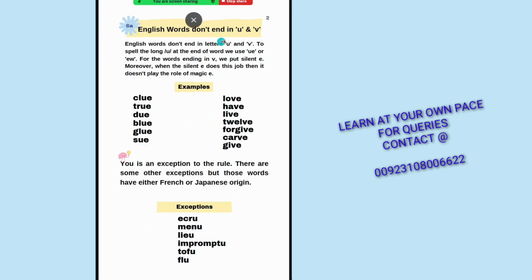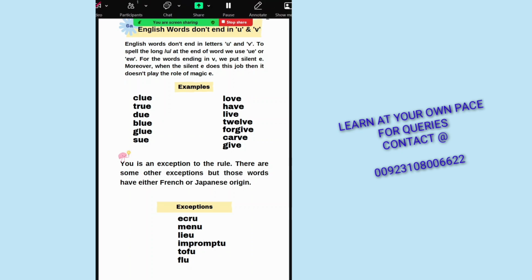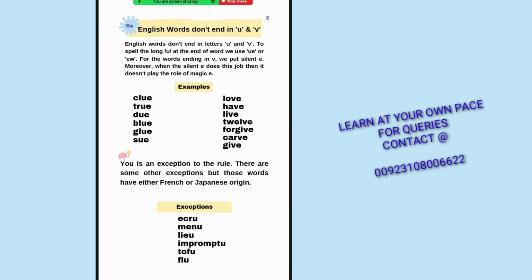English words don't end in U and V. See, English words can never end with the letters U and V. To spell the long U sound at the end of a word, we use UE or EW. For words ending in V, we put a silent E. Moreover, when the silent E does this job, forget about the magic E.